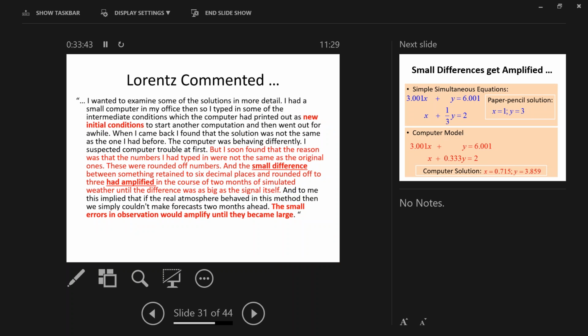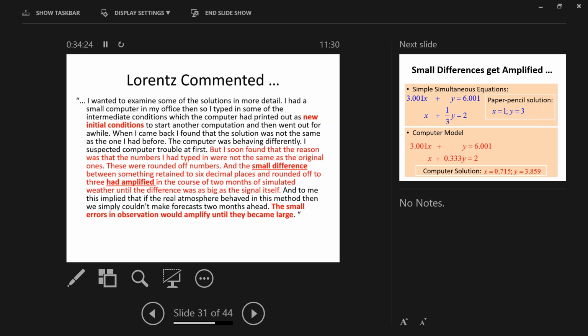So he says, I wanted to examine some of the solutions in more detail. I had a small computer in my office then, so I typed in some of the intermediate conditions, the truncated value I showed, which the computer had printed out as new initial conditions to start another computation, and then went out for a while. When I came back, I found that the solution was not the same as the one I had before. The computer was behaving differently. I suspected computer trouble at first, as we all do, but I soon found that the reason was the numbers I had typed, which were not the same as the original ones.